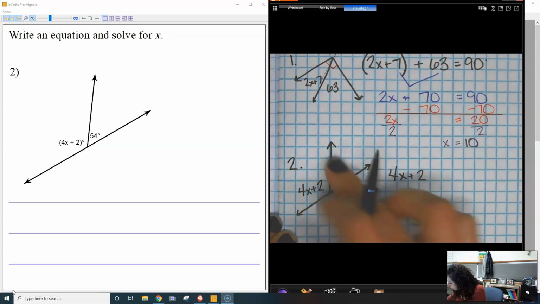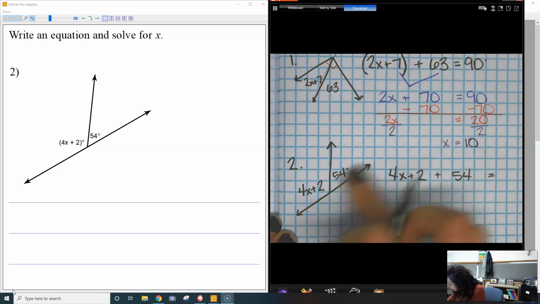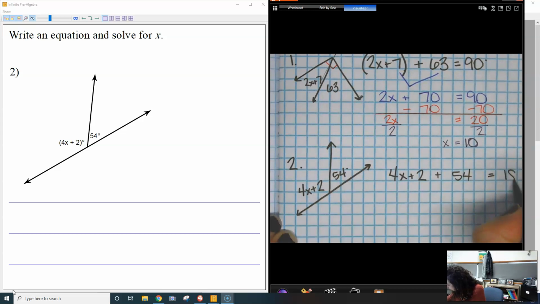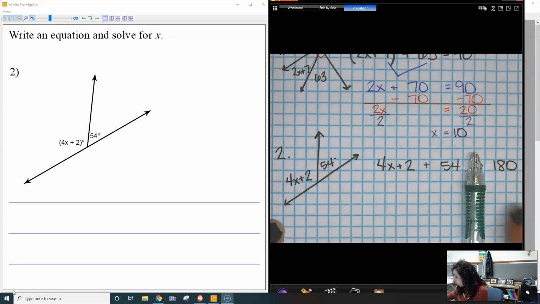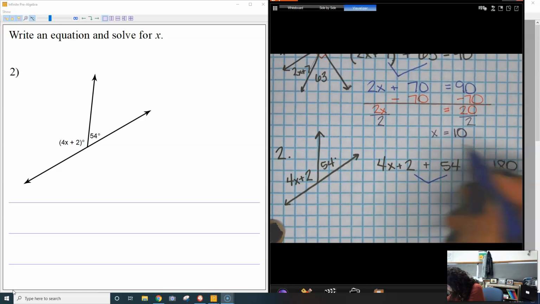This is angle 2, so plus 54 equals a straight line, which is 180 degrees. All right, so I want to look at my equal sign, singular, sorry about that. 180 is all by itself, but on the other side of the equal sign, I have some like terms that I can combine. I have a 2 and a 54. They're both numbers, so I'm going to add them together. So I get 4x plus 56 equals 180.